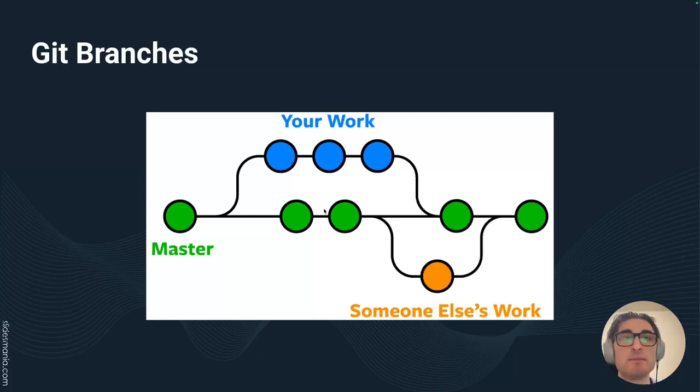At the same time, somebody else can create their own separate branch so they can work completely unimpeded by whatever you're doing on your own branch. You can imagine that if you have multiple features in development or just multiple people working on different versions of some code, this is extremely useful.